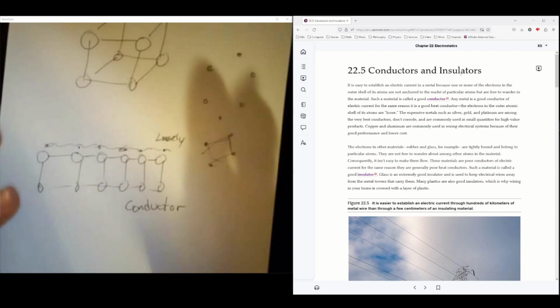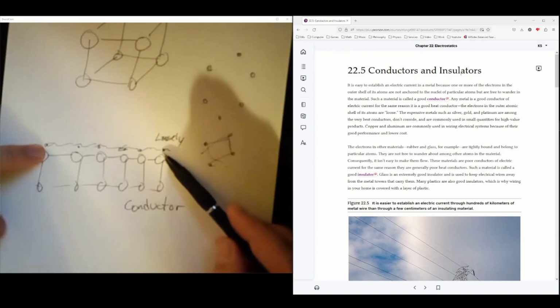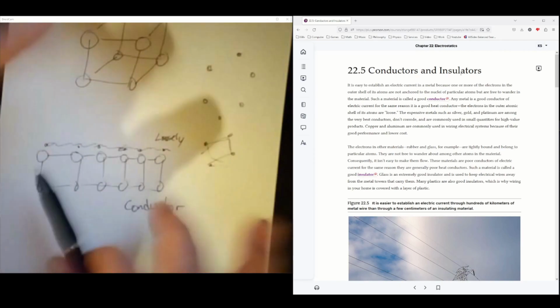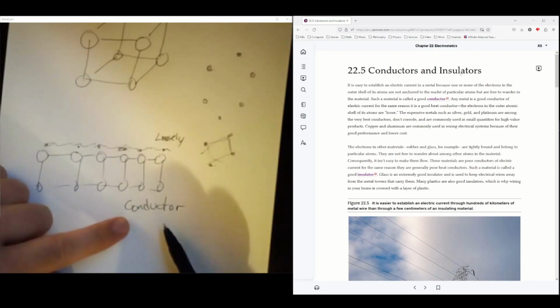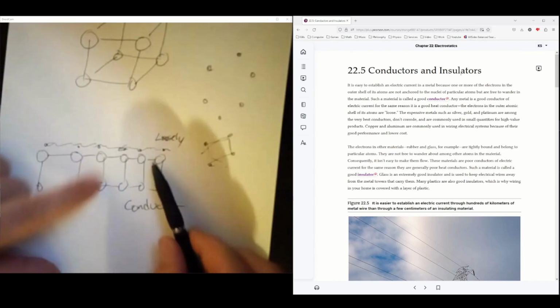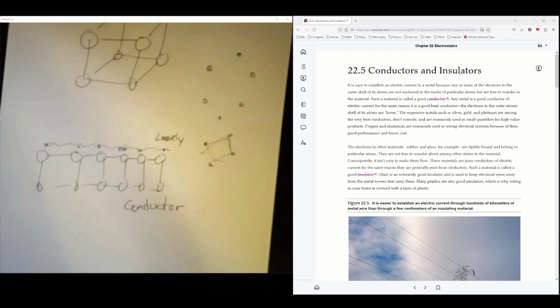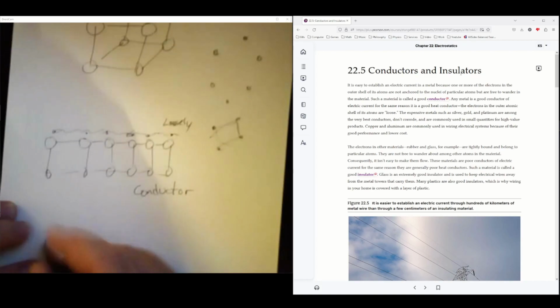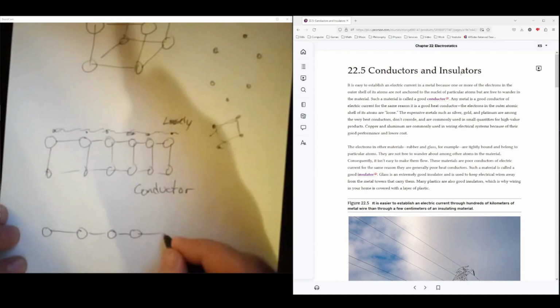So a material that has its electrons loosely bound means those electrons can actually float around in the material. And then we call that a conductor. So when electrons can move around in a material, that's how we get a current to flow. Now, the other type of material we're talking about is an insulator.